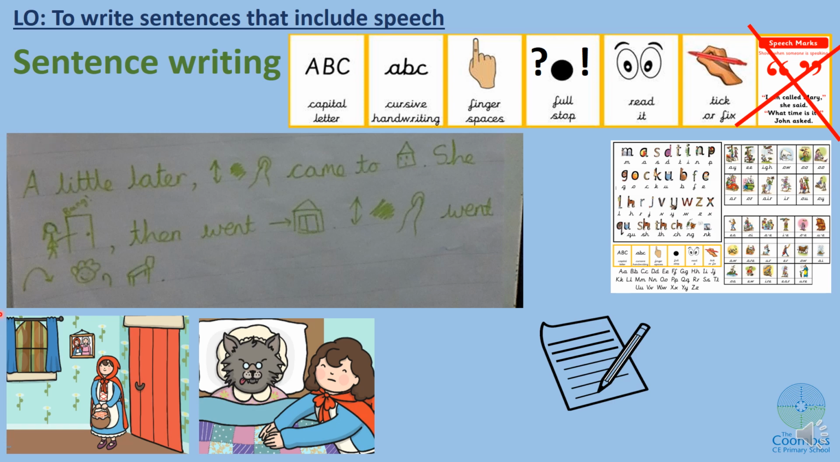Next, you are going to write the green paragraph of the story. So this is the 3rd paragraph in the story. Remember to use those capital letters still, your cursive handwriting, finger spaces, just full stops for this one, reading it and checking it. Now in this part of the story, you will not need to use your speech marks. Okay, so when it's your turn to write it, make sure you are not using speech marks in this part of the text. So when you're ready, pause the video and let's see you write your 3rd paragraph of the story.